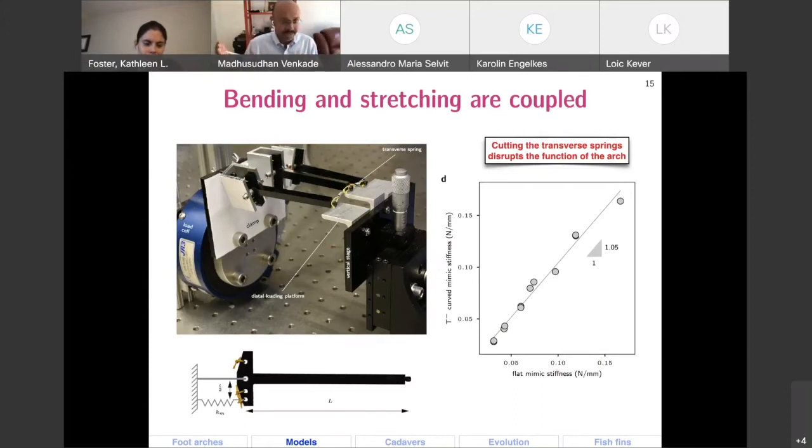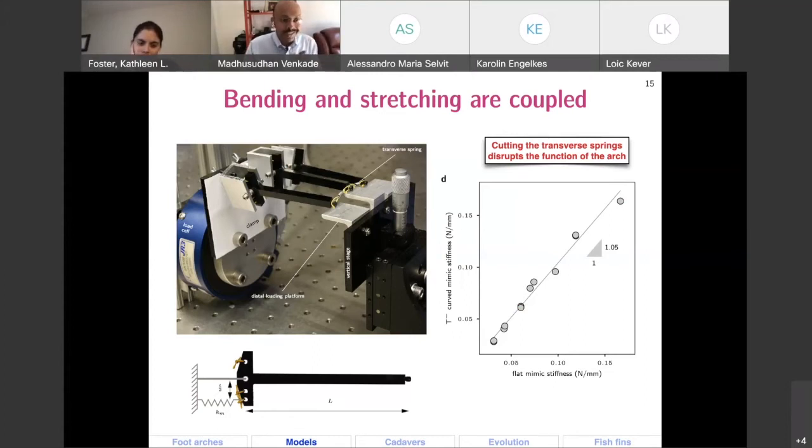This is just an experimental examination of that same idea, and you see a near perfect correlation between cutting the springs and flattening the arch. So that idea carries over in these discrete mechanical structures. Cutting those transverse springs effectively disrupts the function of the transverse action.